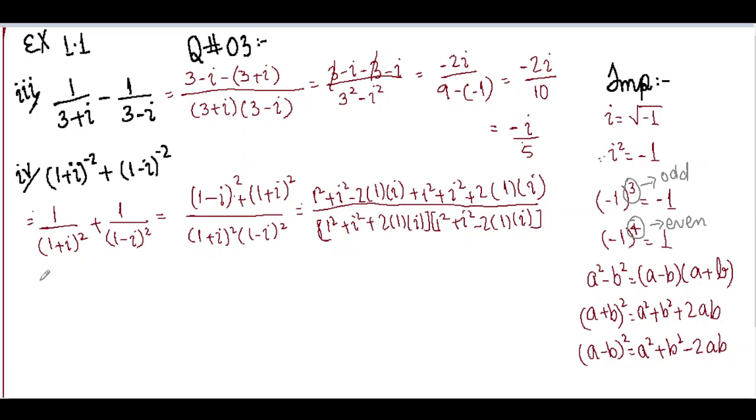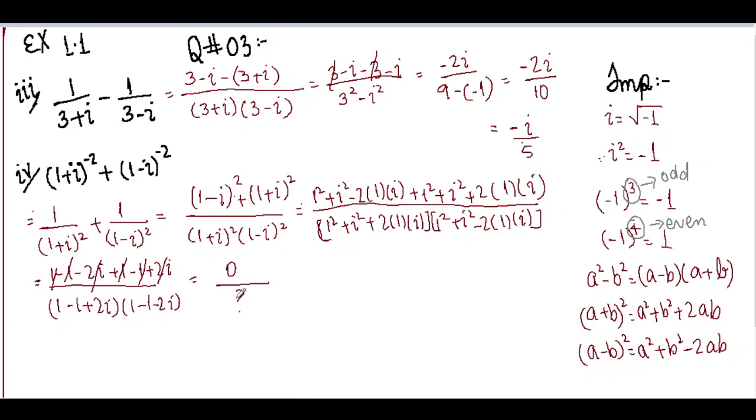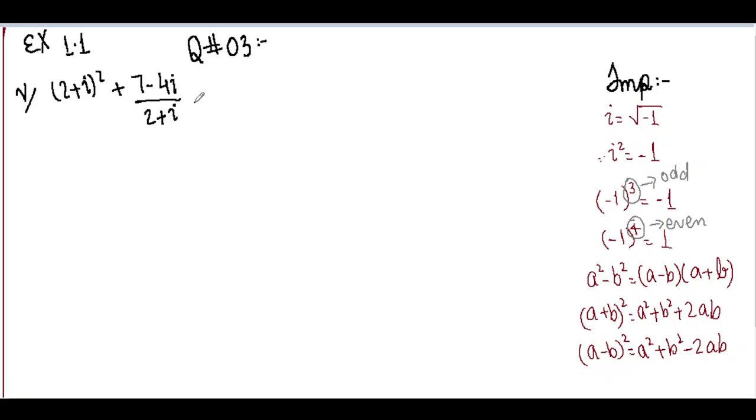Okay, now moving towards the next step, we have 1² is 1, ι² is −1, so 1 − 1 + 2ι whole divided by 1 − 1 − 2ι into 1 − 1 + 2ι. Now 1 − 1 are cancelled, 1 − 1 are cancelled, and 2ι − 2ι cancel. 0 divided by any number gives us 0, so 0 is its answer. Now we are moving towards the last part of question number 3.